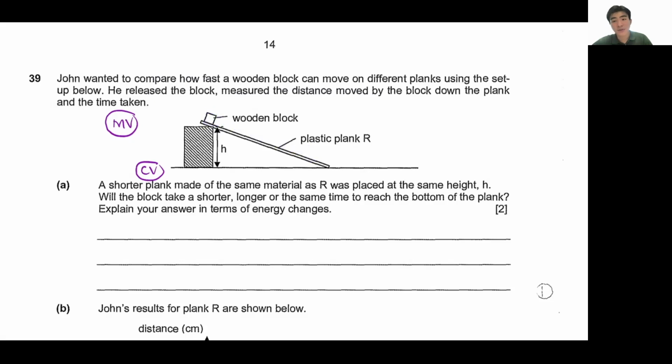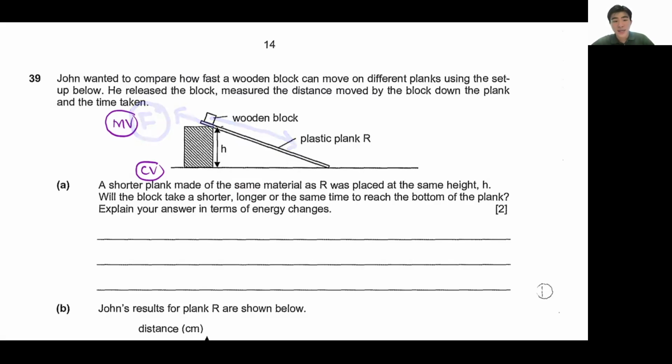Now we must first revise that if the block is raised at a height, you must definitely understand that there is gravitational force, there's gravity, right? Now when the block starts to move down, you will realize that it starts to contact the surface of the plastic plank. Since the direction of motion is in this direction, the friction will be in this direction. There will be friction acting against the wooden block.